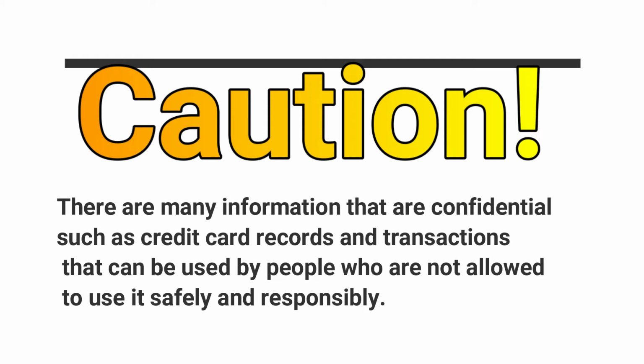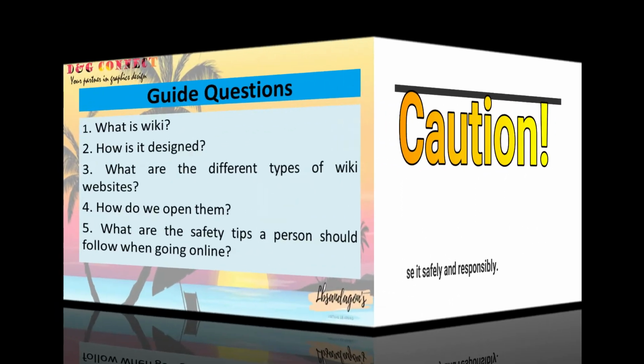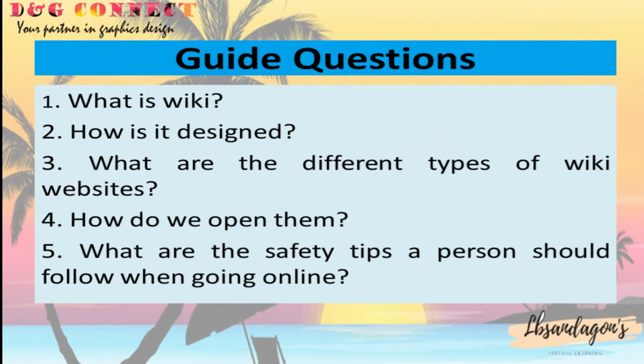So before we proceed with our lesson, I want you to bear in mind these guide questions. Number 1, what is wiki? Number 2, how is it designed? Number 3, what are the different types of wiki websites? Number 4, how do we open them? And number 5, what are the safety tips a person should follow when going online? So these are the guide questions I want you to bear in mind while we are discussing Lesson 5.